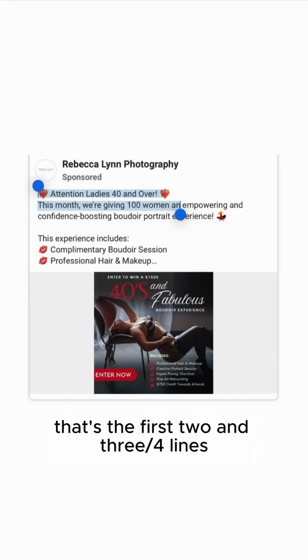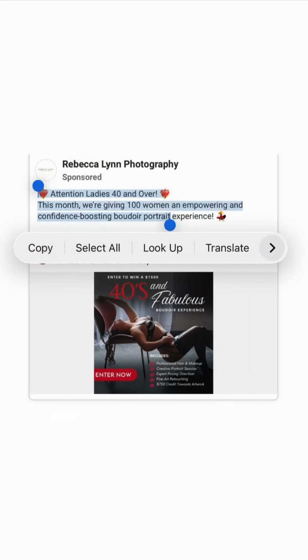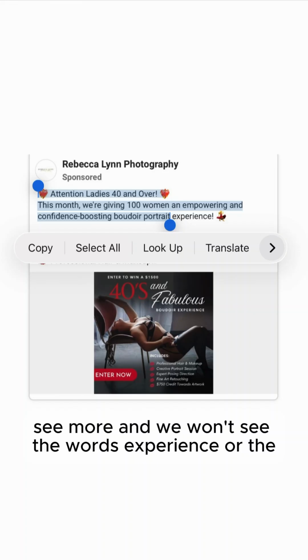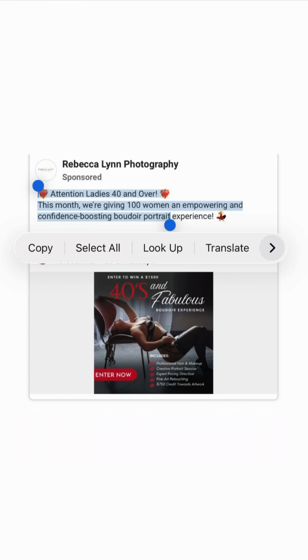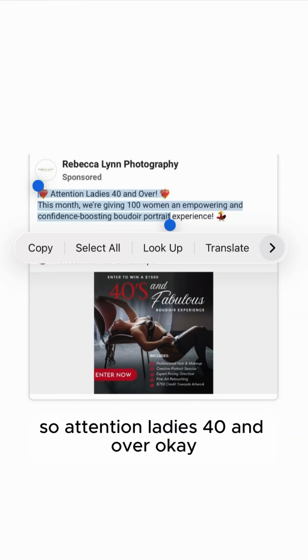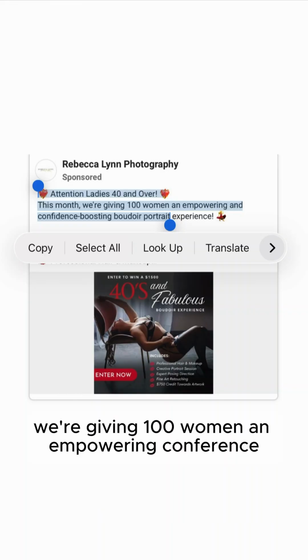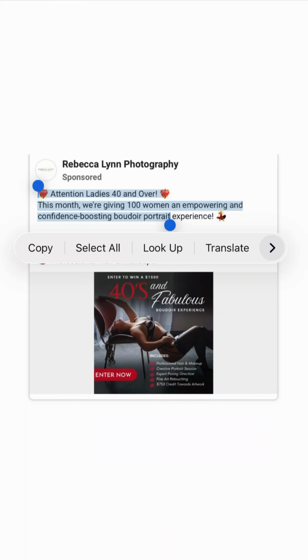Then we're going to go look at the See More headline. That's the first 2 3/4 lines on the Facebook newsfeed mobile. The rest on line 3 over on the right will be see more, and we won't see the words experience or the girl dancing emoji. So: attention ladies 40 and over. This month we're giving 100 women an empowering, confidence boosting boudoir portrait.